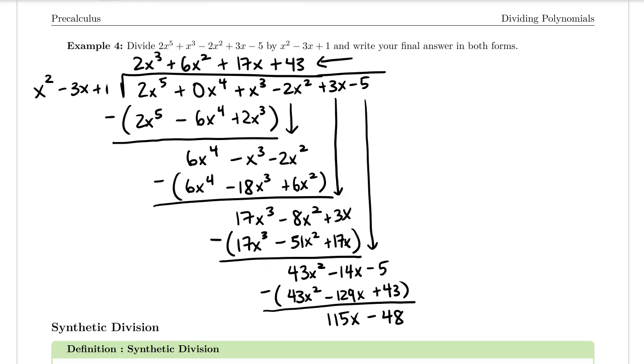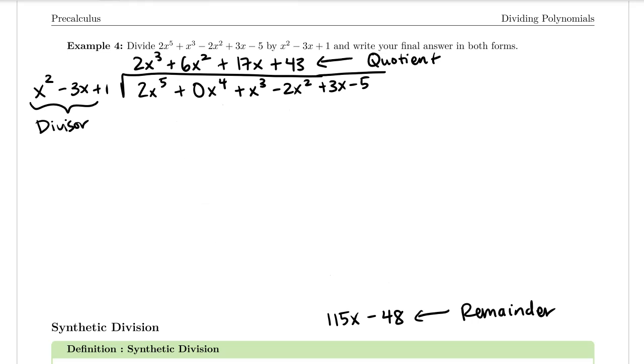So this thing is our quotient. This is our divisor. This is our remainder. And now let's take these pieces and write our solution in the two forms of the division algorithm. I forgot to mention that this thing is called the dividend. So now let's go ahead and put all of these pieces together.